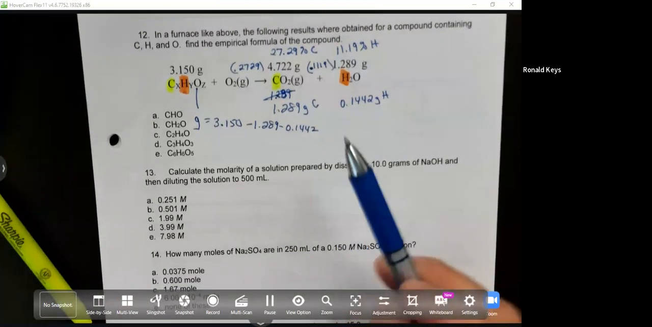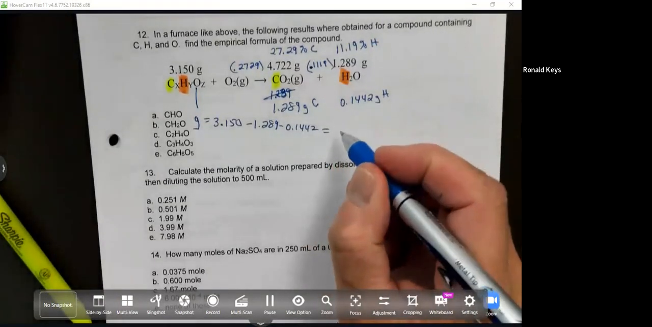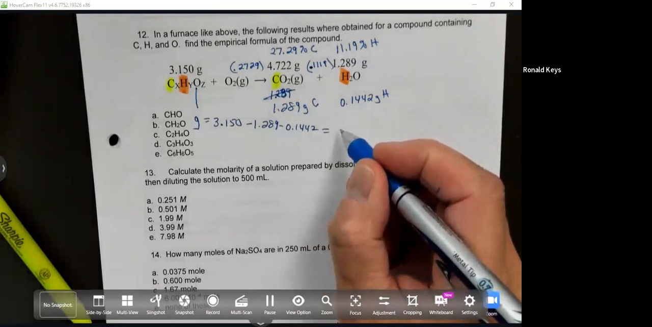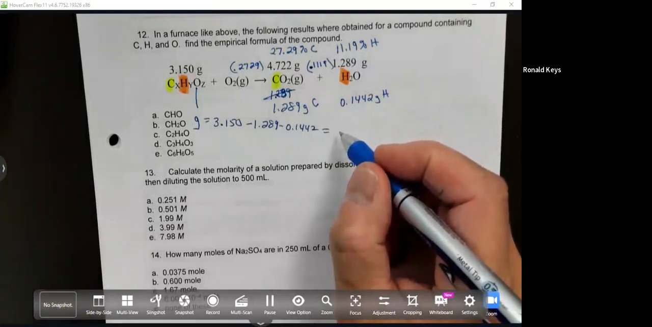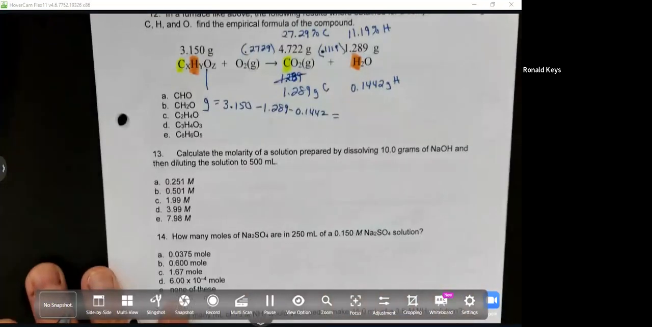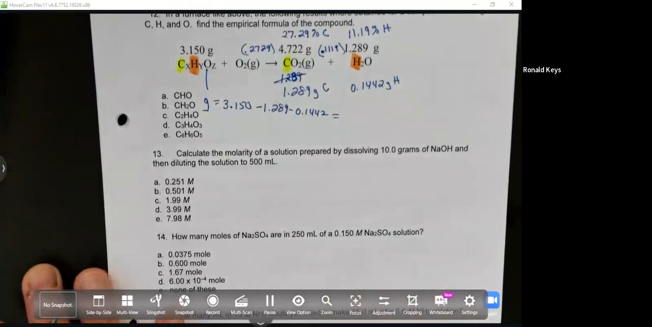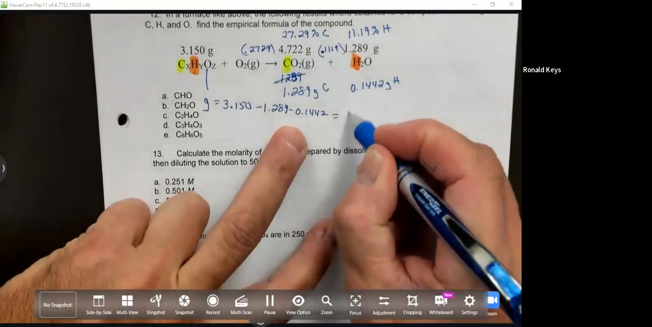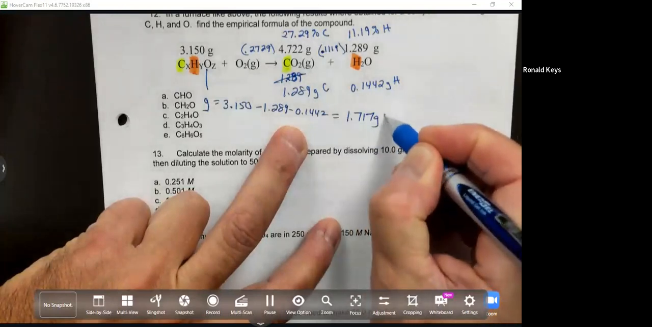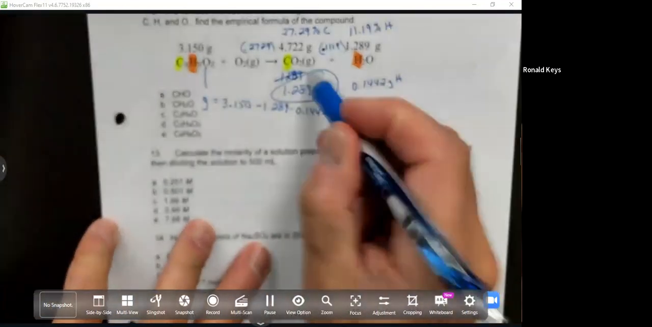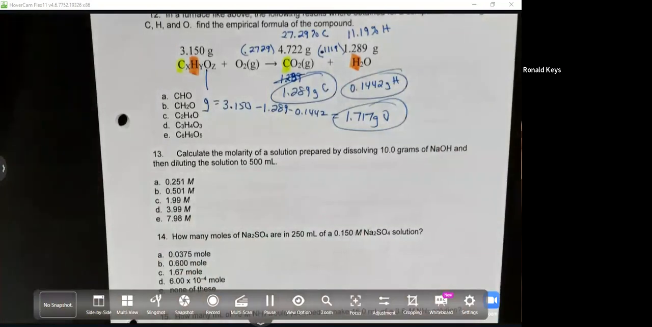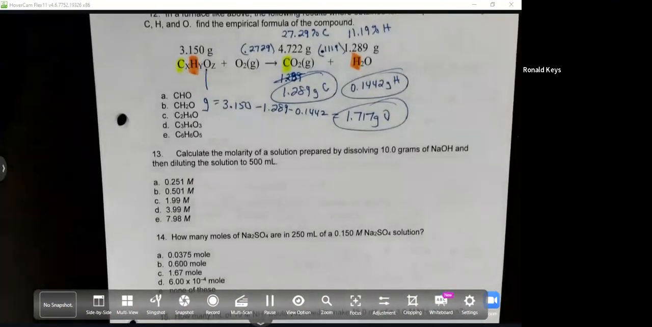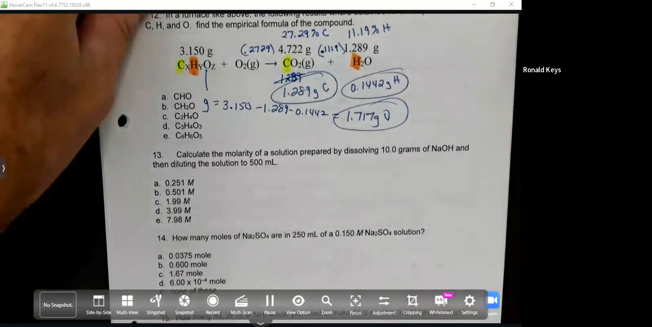Okay, so with that now, how many grams of oxygen? How much? All right. Now convert all those to moles, divide by the smallest, right? Convert all those to moles, divide by the smallest.